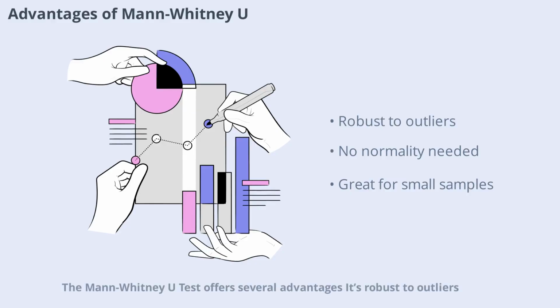The Mann Whitney U test offers several advantages. It's robust to outliers, doesn't require normality, and works well with small sample sizes. It's also easy to use with ranked or ordinal data. These strengths make it a popular choice for researchers in many fields, from psychology to business analytics.